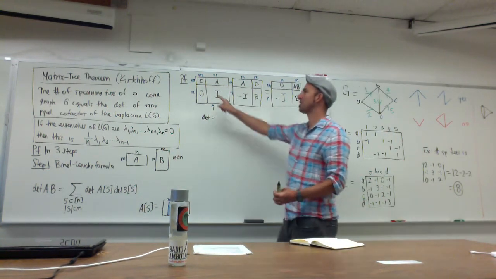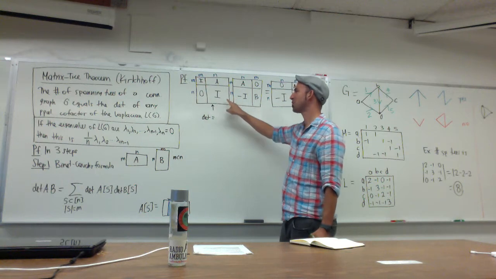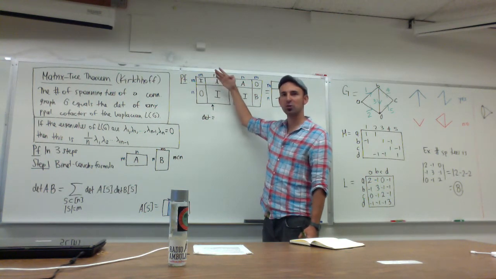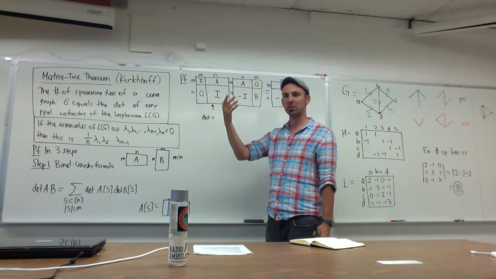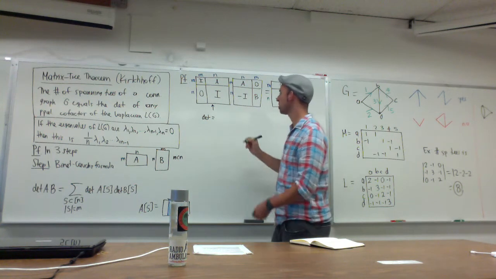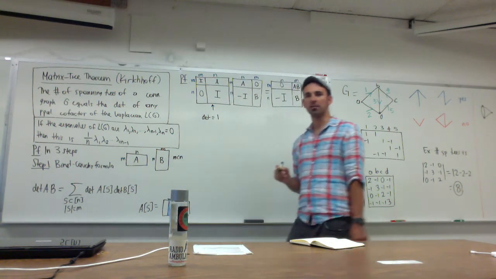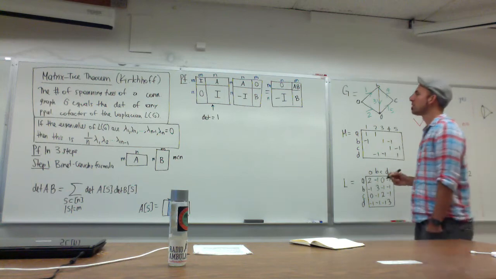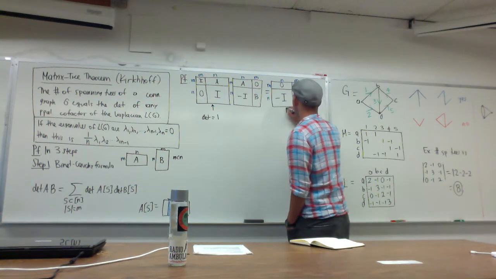Actually, I'm very lucky that this is the identity, so I get 1s along the diagonal and 0s below the diagonal. So this is an upper triangular matrix. It has 1s on the diagonal, so it has determinant 1. Okay. What is the determinant of this one?